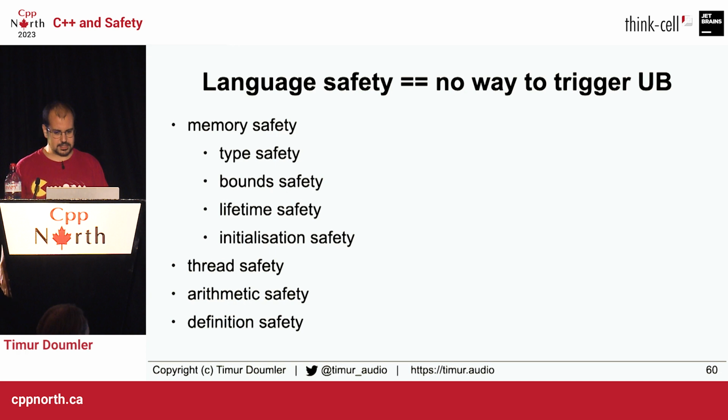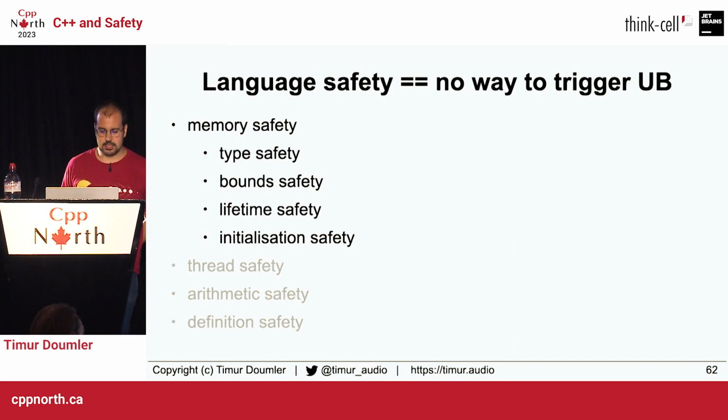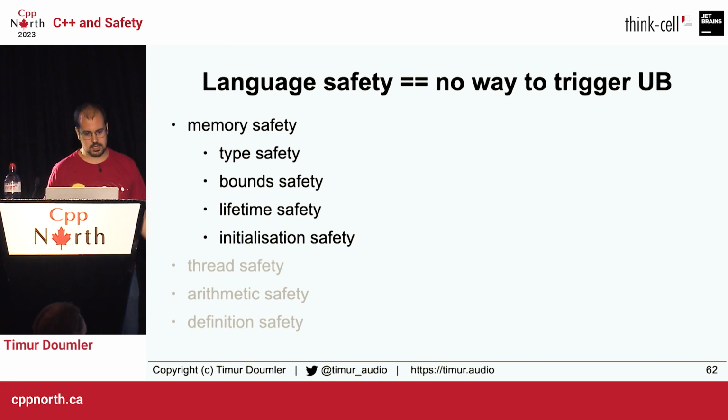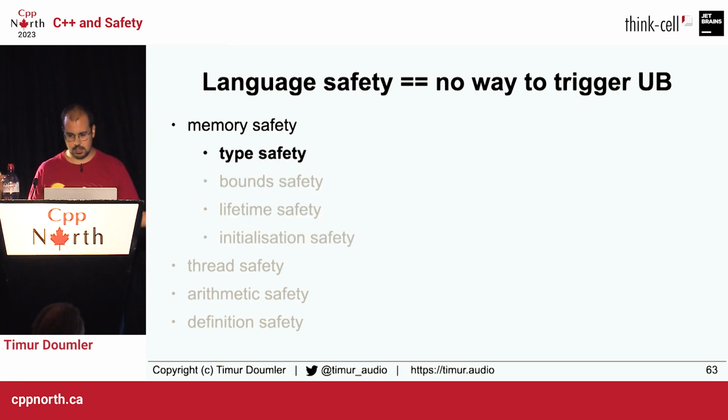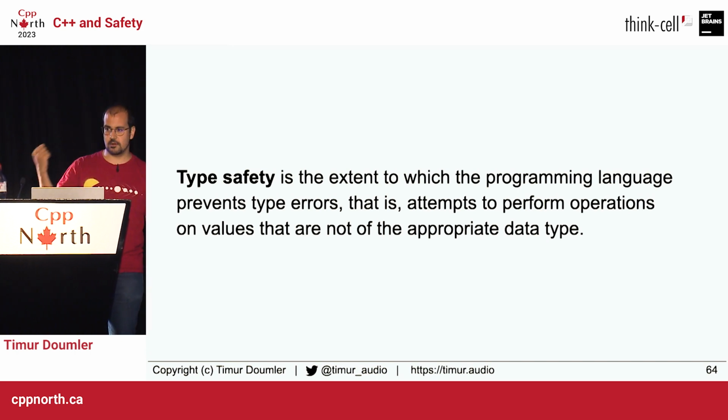So we have all of these safeties, and it turns out that C++ has none of them because there's unbounded undefined behavior everywhere. They're part of the language. Where do we go from here? Well, let's look at them in a little bit more detail. I think it's worth making sure that we know what these things mean. So type safety is the extent to which the programming language prevents type errors. That is, attempts to perform an operation where you have a pointer or reference to an object, and the pointer or reference tells you it's that type, and in reality, it's some other type.